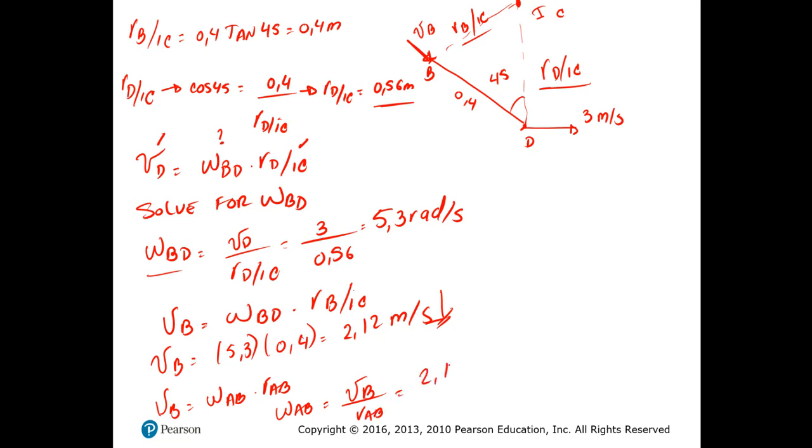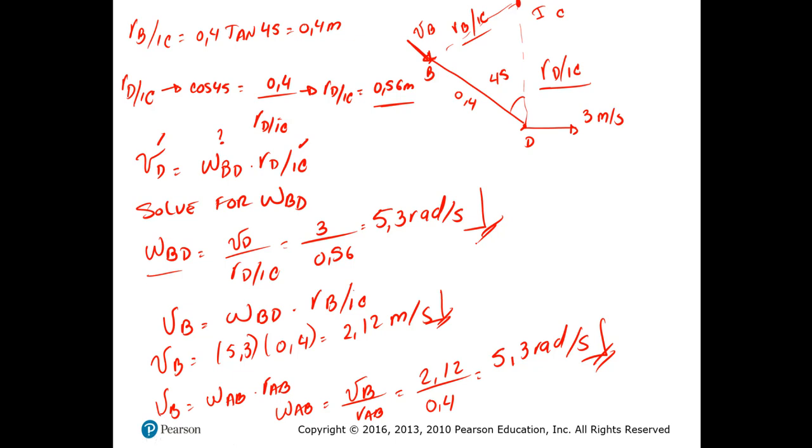This is 2.12 over the distance, which is 0.4, and that will give me omega AB, which is 5.3 radians per second. And with that, I just solved the exercise.